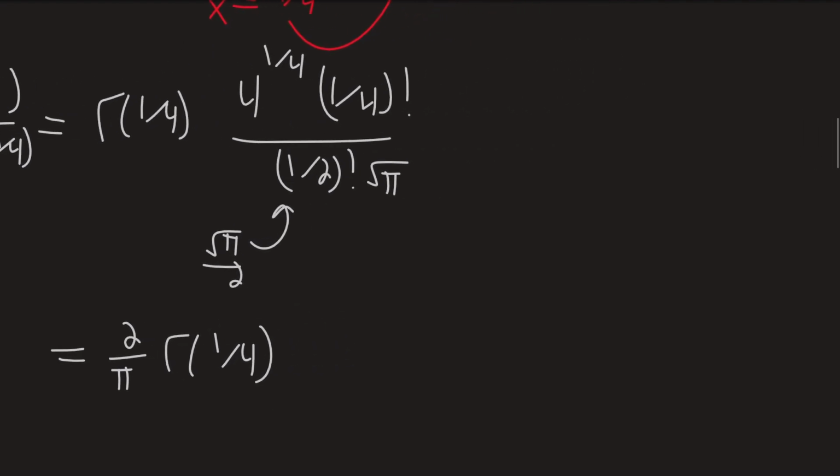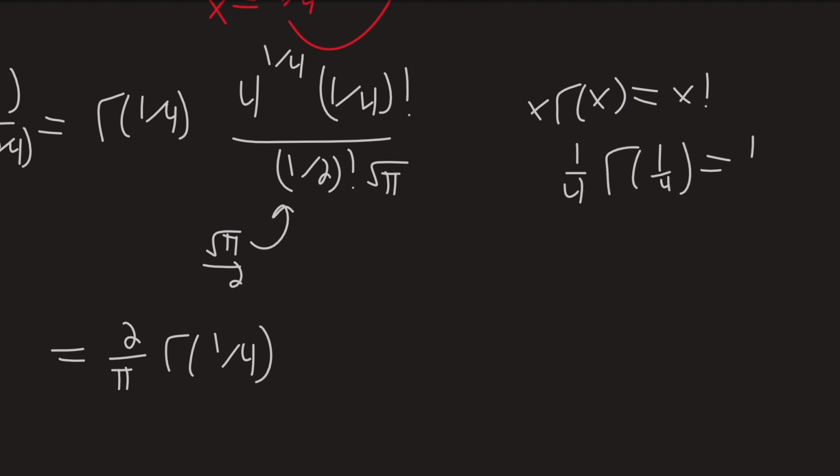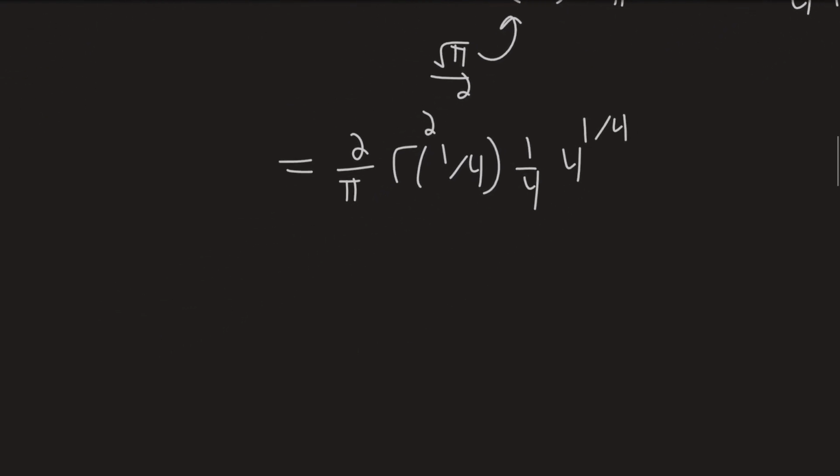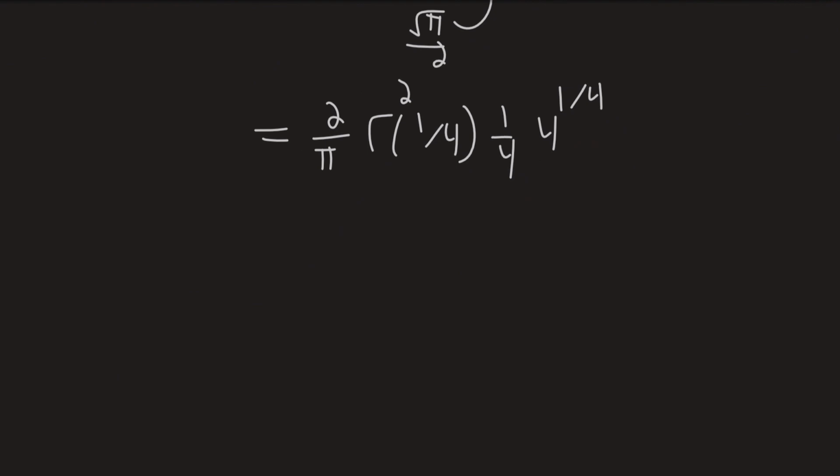But then let's ask ourselves, what's 1/4 factorial? What's that in terms of the gamma function? We know that x times gamma of x is equal to x factorial. We then know that 1/4 times gamma of 1/4 is equal to 1/4 factorial. And plugging that in right there, we end up getting an extra factor of 1/4 here. This becomes squared. And we have a 4 to the 1/4 here. This is kind of long, I know, but trust me, it's nice in the end, okay?